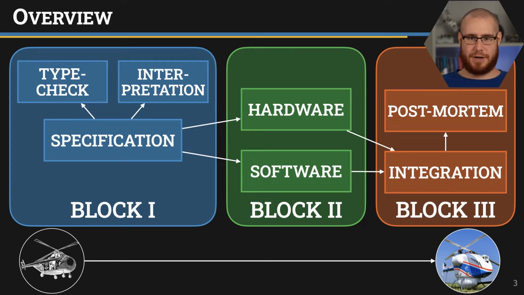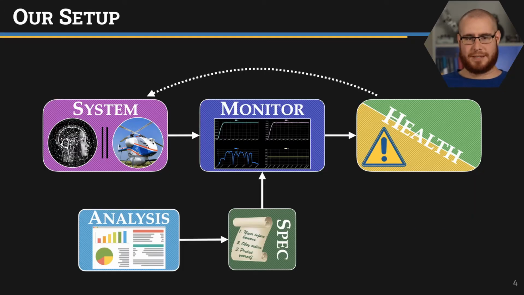Now let's first talk about our setup. Our setup looks like this. We have a system, and the system consists of a cyber-physical system and a controller. Now this system produces values. Where these values come from doesn't really matter. It's either sensors of the system or control signals generated by the controller. And this information is passed on to the monitor.